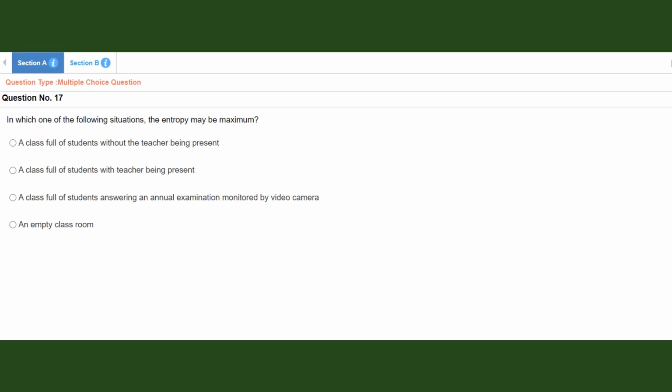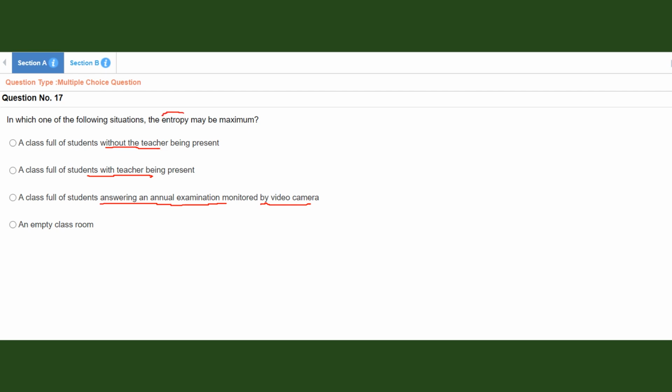The answer will be A. Question number 17. In which of the following situations the entropy may be maximum? Option number 1, a class full of students without the teacher, a class full of students with the teacher, a class full of students answering an annual examination which is monitored by a video camera, and an empty classroom.